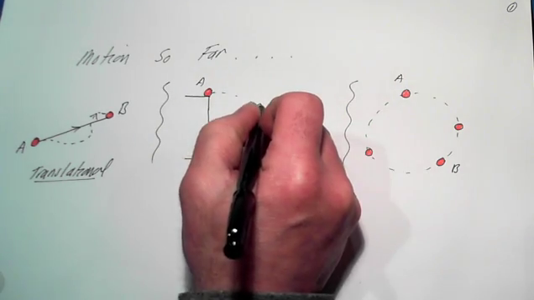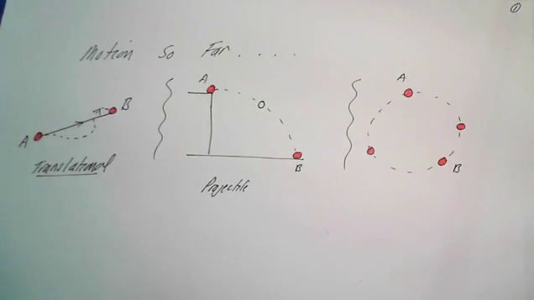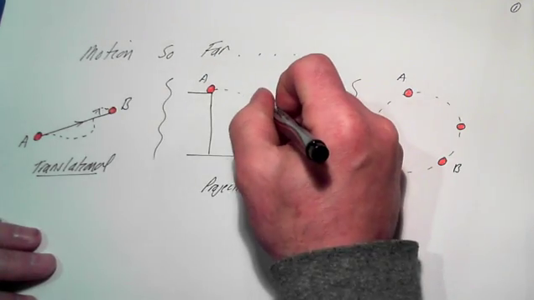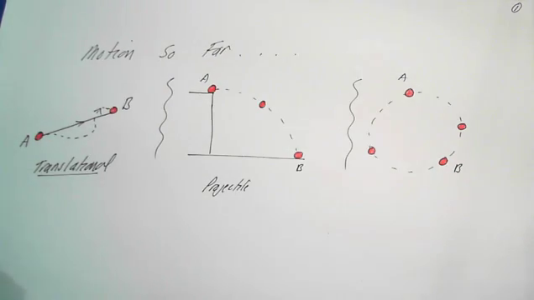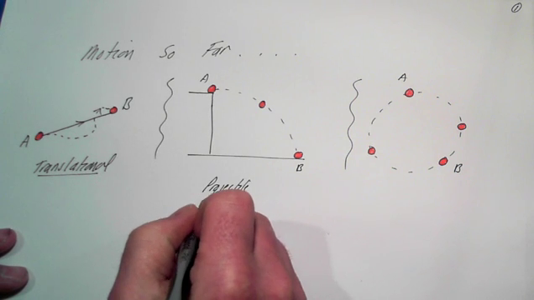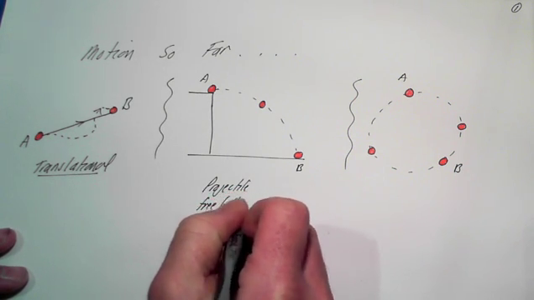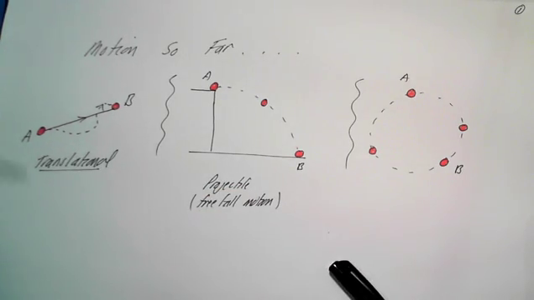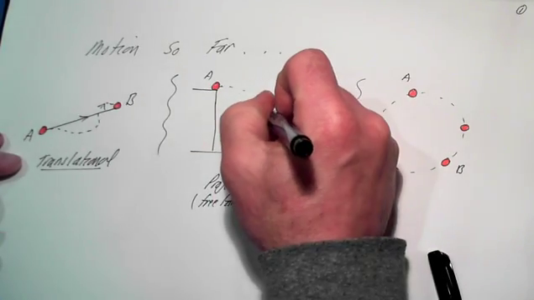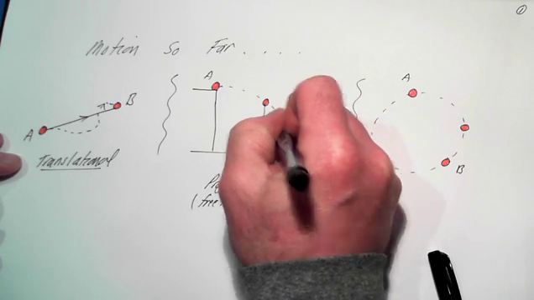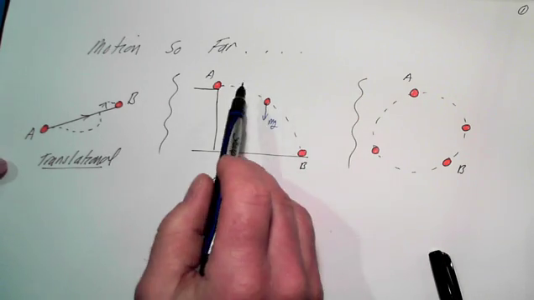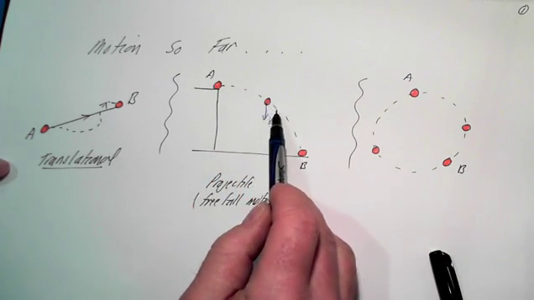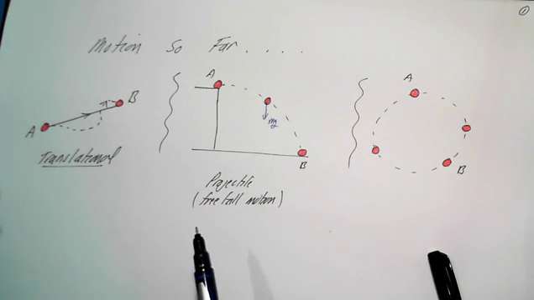Now why is that a special case? The reason it's a special case is because projectile motion is free fall motion. I'm going to try to do forces in blue. And basically projectile motion is translational motion when the only force acting on the object is gravity.